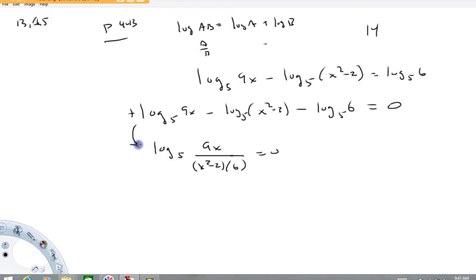Now we're going to take this and write it in exponential form. This means 5 to the 0 equals whatever's here. 5 to the 0 is 1. So we're going to have 9x over x squared minus 2 times 6 equals 1.